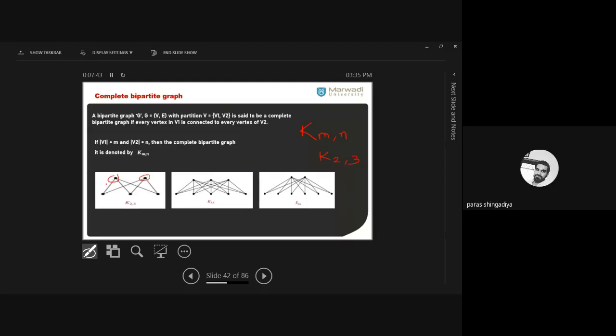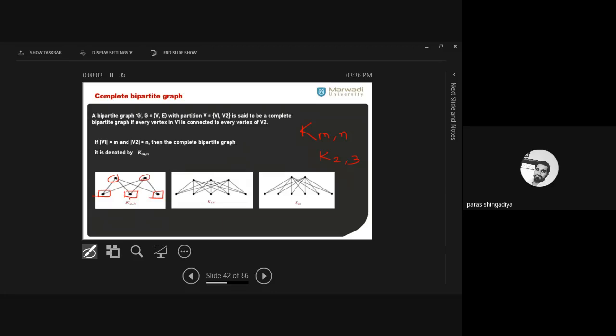These are 2 vertices on one side and opposite there are 3 vertices. So every vertex of one side should be connected to every vertex of the other side. It's very easy: whichever vertex is here, first connect it to all the vertices opposite. And the same condition for the second vertex: connect it to all the opposite vertices.